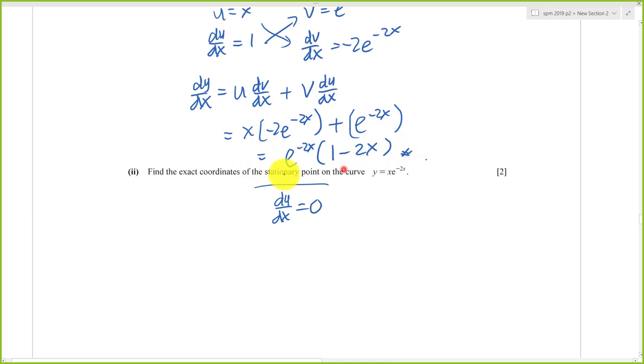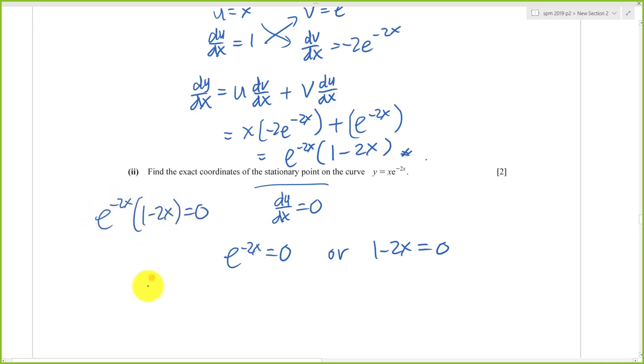So this is my dy/dx. So e^(-2x)(1 - 2x) equals 0. So I just make the whole thing equal to 0. Never mind, I write one more step, because some of you might be wondering how I get that one. This one equals 0, right? This is 2 bracket, right? So you solve the quadratic before, you know you can separate them, right?